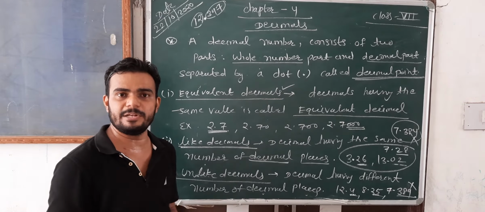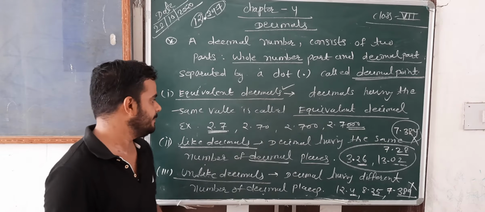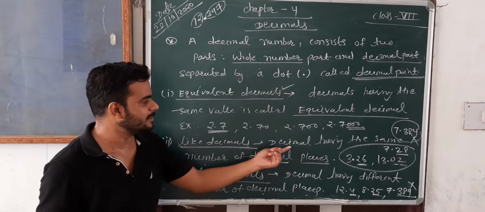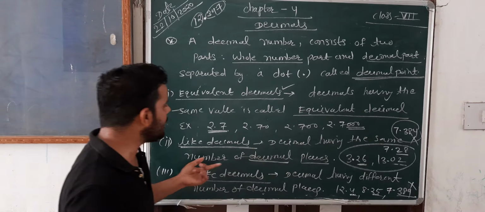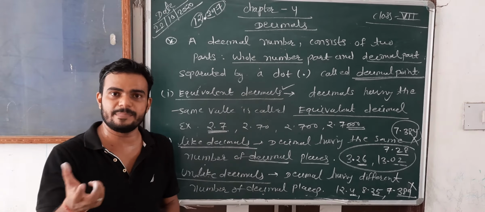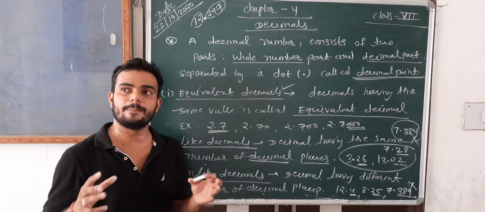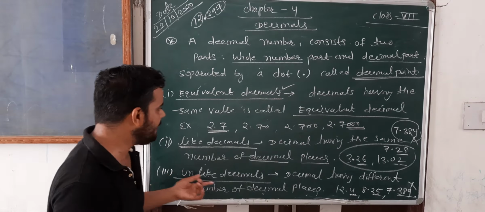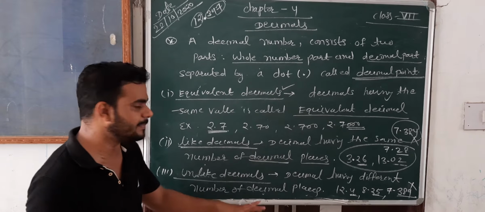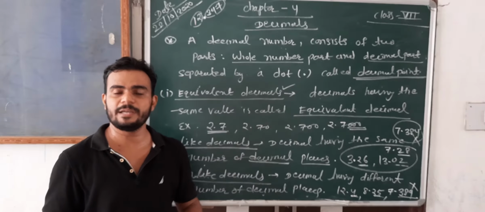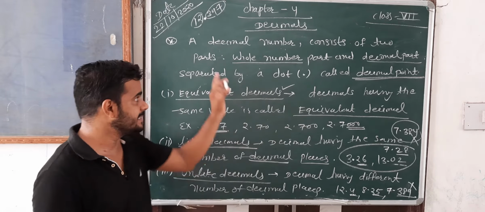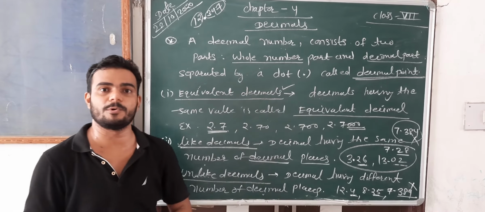If decimals have the same value, what will we call them? Equivalent decimals. Next one, like decimal: decimals having the same number of places after the decimal. And decimals having a different number of places after the decimal are called unlike decimals. Okay? So take the screenshot and write these definitions as they are in your notebook.